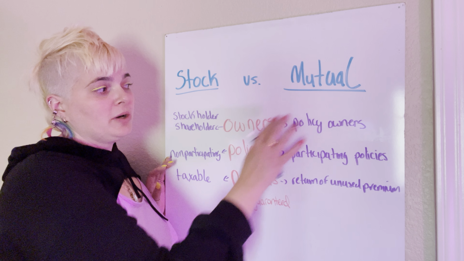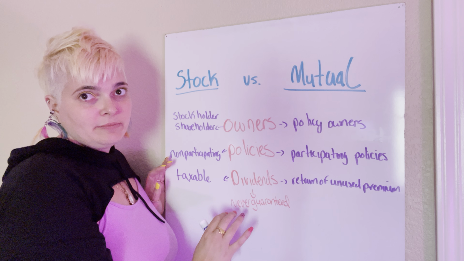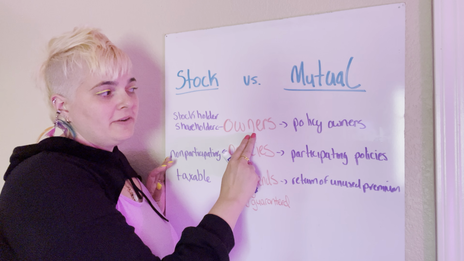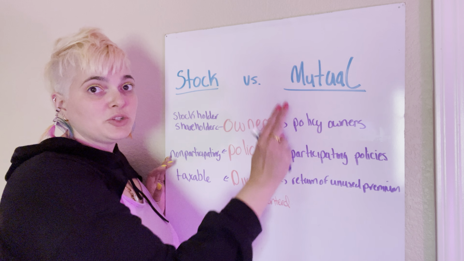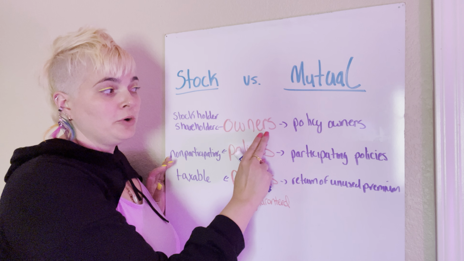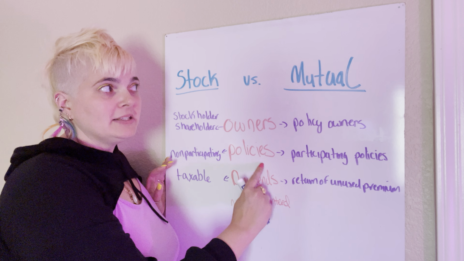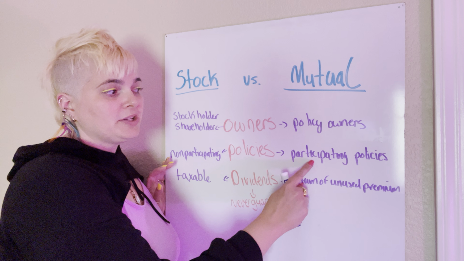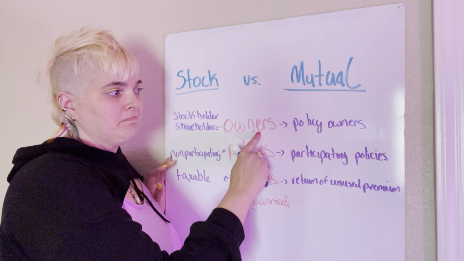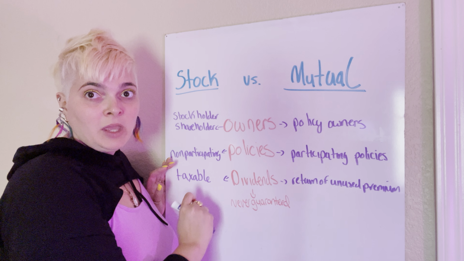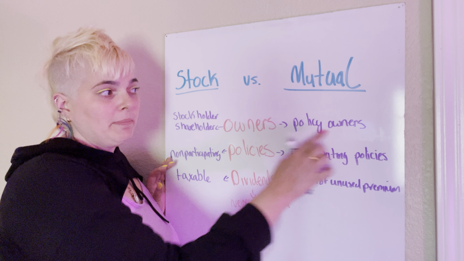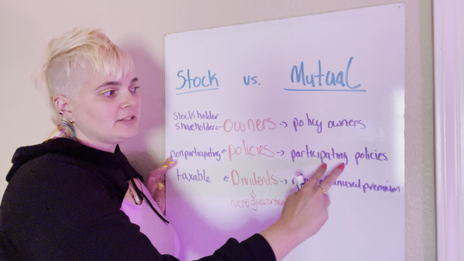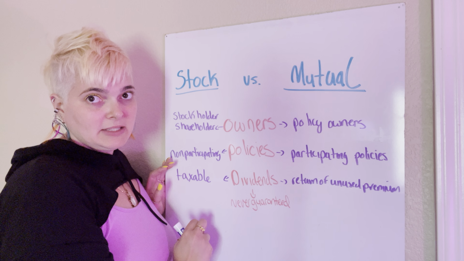So in a mutual company, the owners are policy owners. So with that, if the owners are policy owners, which means as soon as you buy a policy, you become an owner, that means that the policies in a mutual company are participating policies. You participate in the ownership by having a policy. So a mutual company is owned by policy owners, and their policies are participating policies.